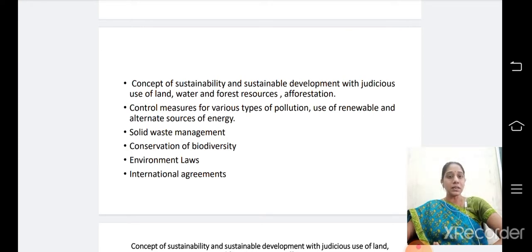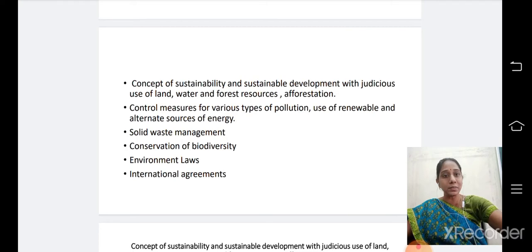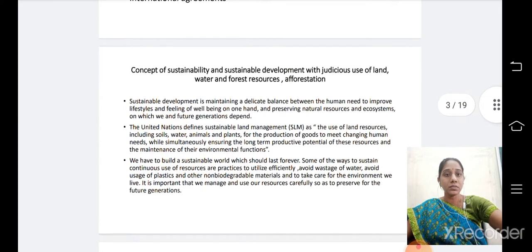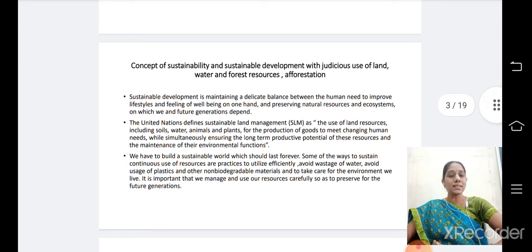First, we discuss sustainability. So, what is sustainable development? Sustainable development is maintaining a delicate balance between the human need to improve lifestyles and feelings of well-being on one hand, and preserving natural resources and ecosystems on which we and future generations depend.